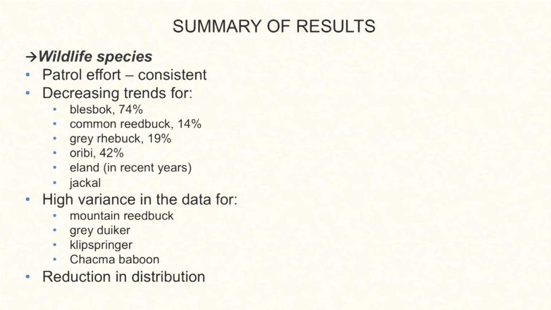So just a summary of all the results. For wildlife species, patrol efforts remained consistent across the years, which allowed us to analyze population trends in relation to survey effort. And we have a lot of decreasing trends for a lot of the antelope species. And there was high variance in the data for mountain reedbuck, grey duiker, klipspringer, and baboon, which didn't really allow us to give definitive trends for these species. And all species to some extent showed a reduction in the distribution within the park.